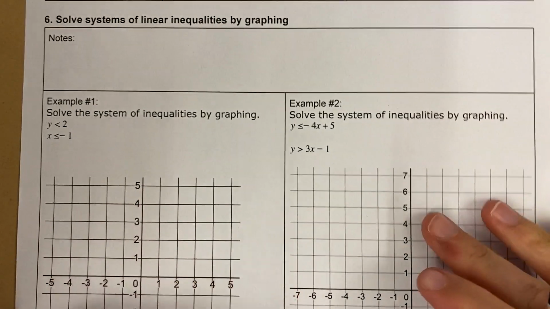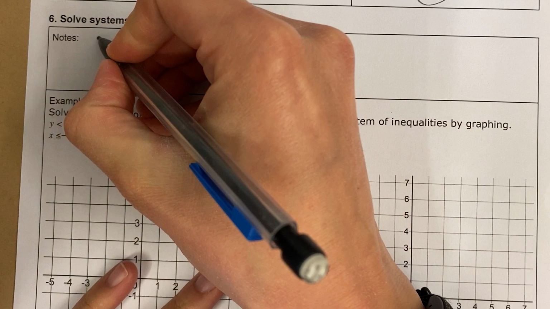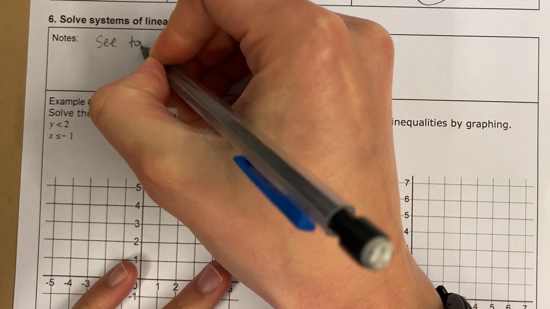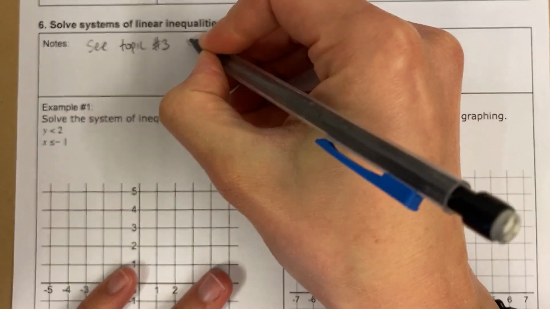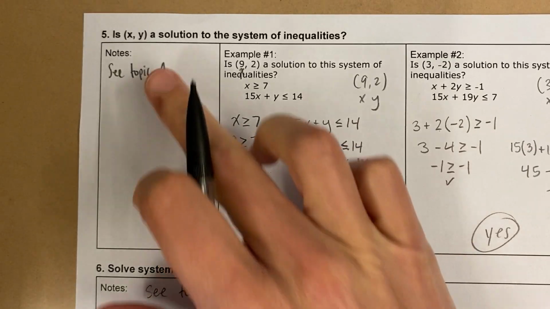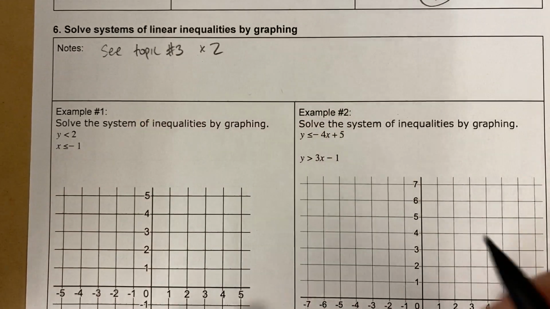All right, we are going to solve systems of linear inequalities by graphing. This one is a doozy, okay? Because here's the thing. It's just like topic 3, which was kind of hard, but twice. We're just going to do it twice. Same as this one was kind of like topic 1 times 2. This one is kind of like topic 3 times 2, okay?